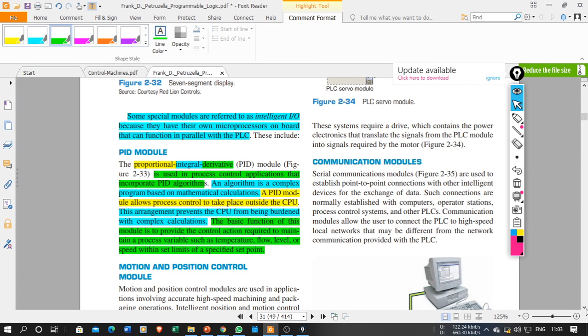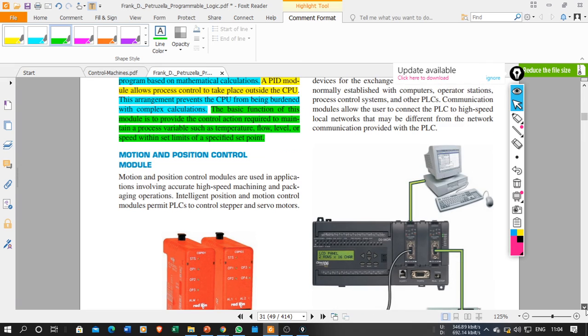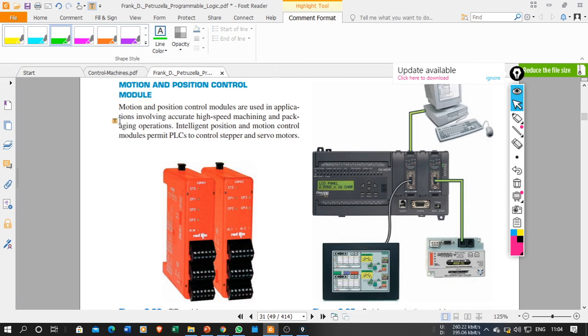Then, motion and position control. Motion and position control modules are used in applications involving accurate high speed machining and packaging operations. If you observe certain mega factories in which there is a packing machine which packs thousands of bottles per minute, or similar high speed machines, they use this type of motion and position control. Intelligent position and motion control modules permit the PLC to control stepper and servo motors. With this the PLC can control the stepper motor as well as the servo motor. This motion and position control module looks like this one.